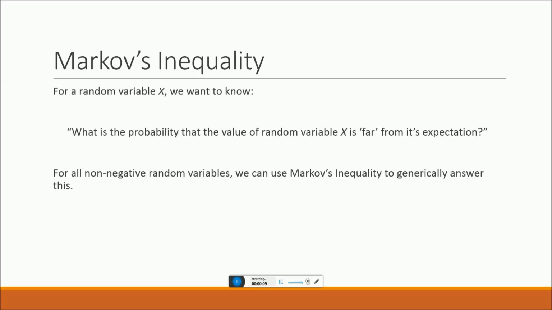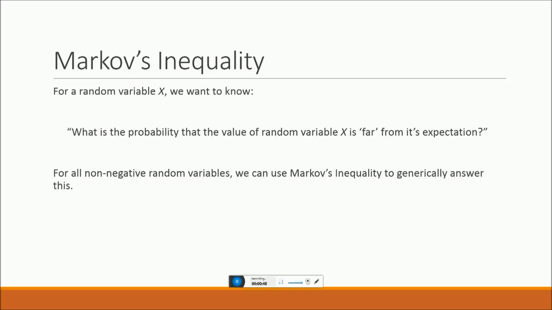So, for Markov's inequality, we use it to answer the question: if we have a random variable x, what is the probability that the value of x is far from its expectation? Markov's inequality works for non-negative random variables, given that we have a random variable and its expectation. Those are the only two pieces of information you really need to construct a Markov inequality, which makes it very useful because you don't need that much knowledge about your random variable. You just need x and its expectation.